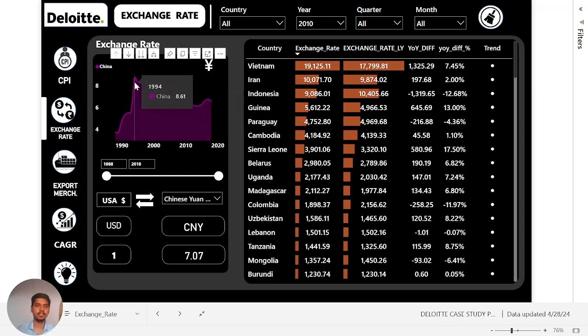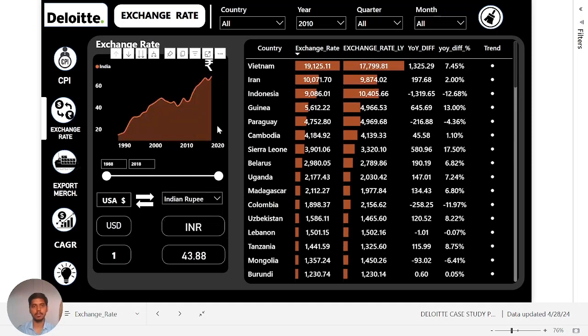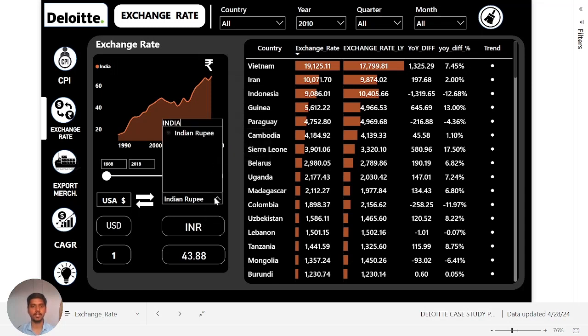Here you can see that there is a spike in 1994, because earlier we saw that in CPI there was an increase for China in 1994. That means there was inflation in China in 1994. So like this you can select whatever currency you want, and if I select India, then you can find how India has performed. You can see that starting in 1988 we needed to pay 15 rupees to buy one US dollar. That changed to 68.31 rupees in 2018. Like this you can find the exchange rate of other countries also.